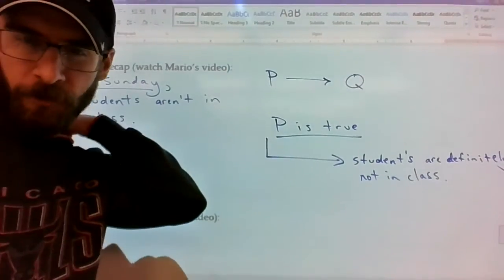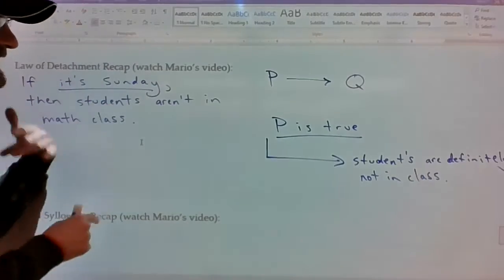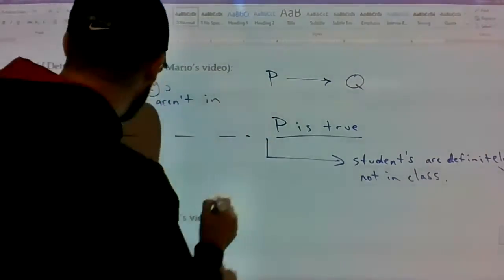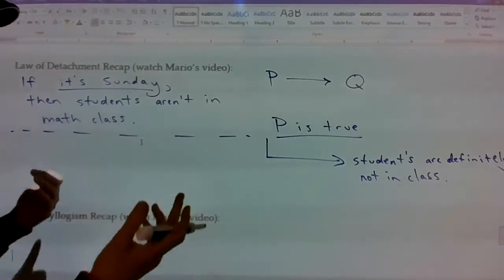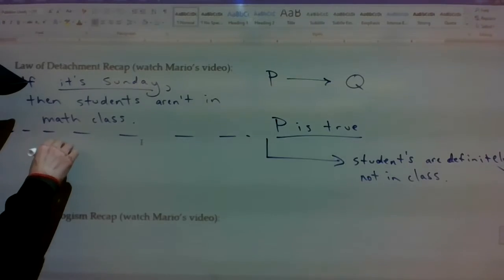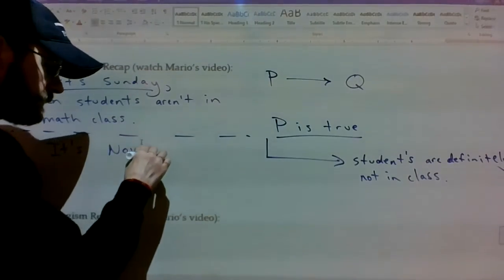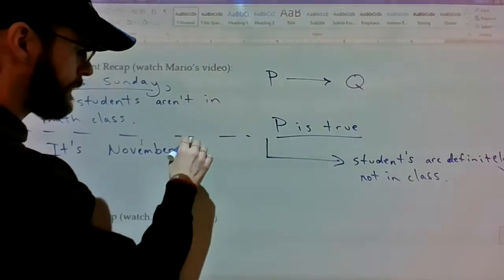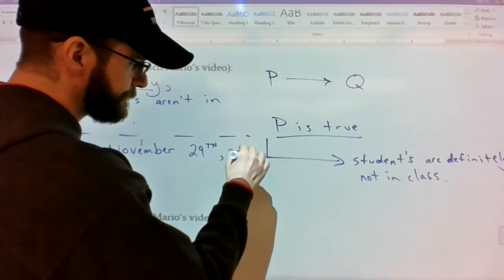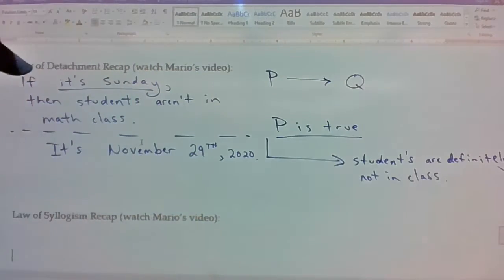So what they're looking for is basically, does the statement given satisfy the initial condition? So you might get something like, I don't know, it's November 29th, 2020. Let's say that that's the statement then given.